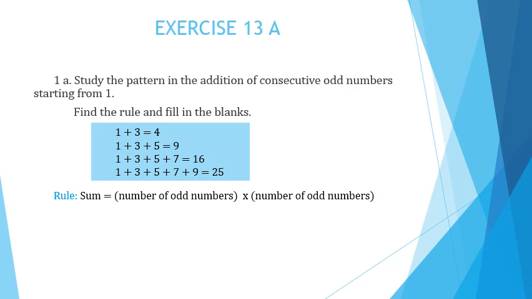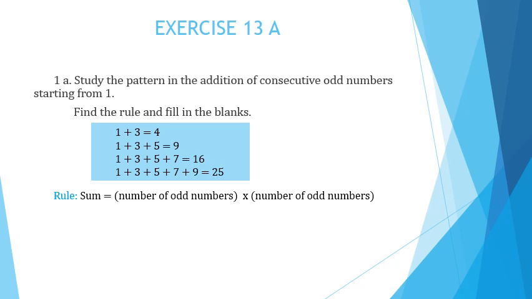In the second one, there are three consecutive odd numbers, 1, 3, 5. So the number of odd numbers is equal to 3. 3 multiplied by 3 is equal to 9. In the third one, we have 4 consecutive odd numbers, 1, 3, 5, 7. So 4 multiplied by 4 is equal to 16. In the fourth example, we have 5 consecutive odd numbers, 1, 3, 5, 7, 9. So 5 multiplied by 5 is equal to 25.